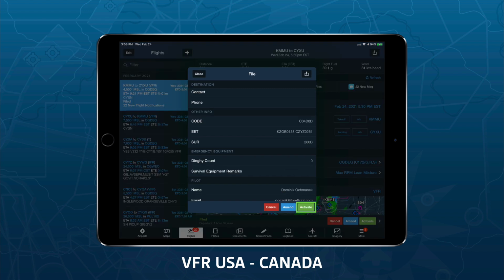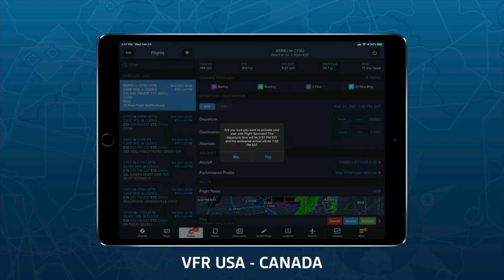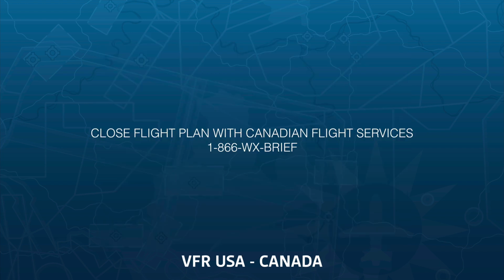And essentially what it does is ask you, hey, are you sure to activate your plan with flight services? And the departure will be whatever time you are activating it in, and it'll give you an estimated time of arrival. Once we're happy with that, we activate our flight plan, we go flying, we cross the border, closing the VFR flight plan in this case.